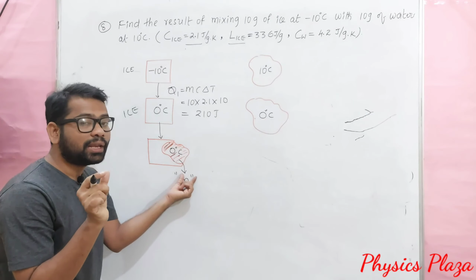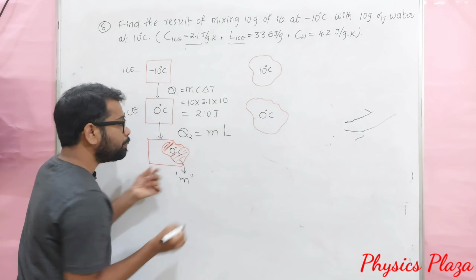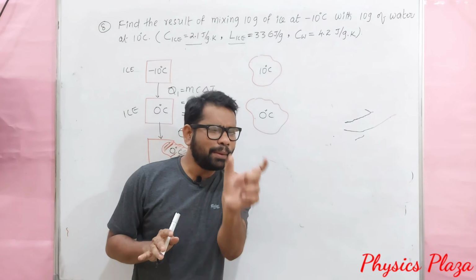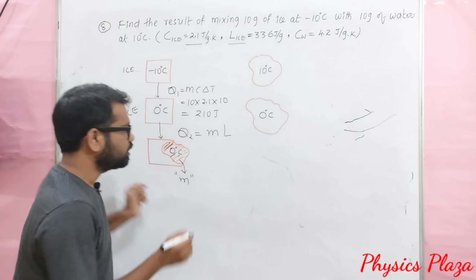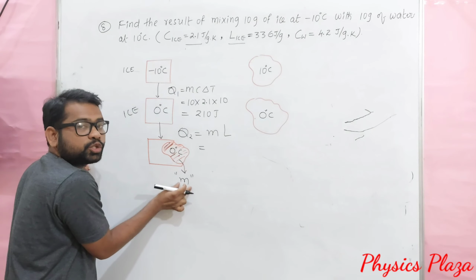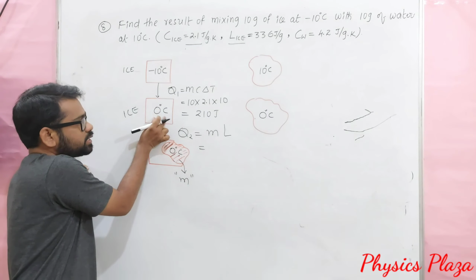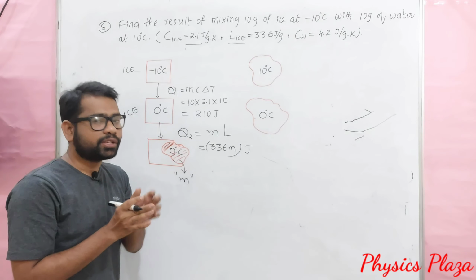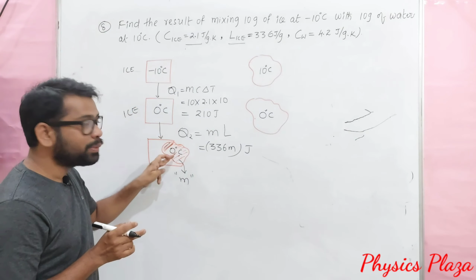Then how do we calculate here? Q2 is equal to mL only. But here m means, children, we should not take 10 grams. Why? The whole ice is not melting. Only m grams of ice is melting. So the heat gained by m grams of ice to melt from 0 degrees Celsius ice to 0 degrees Celsius water will be m into 336, that is 336 m joules. Children, if you add Q1 plus Q2, you will get the total heat gained by the ice, where again only m grams melts.